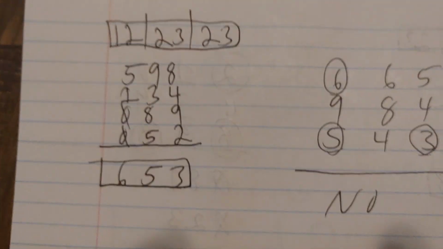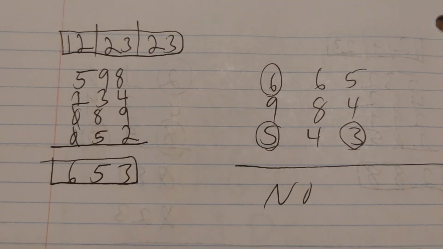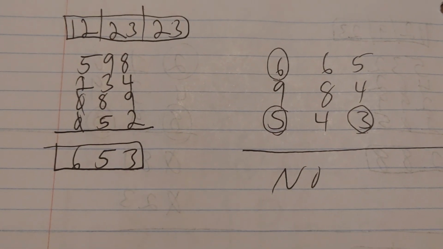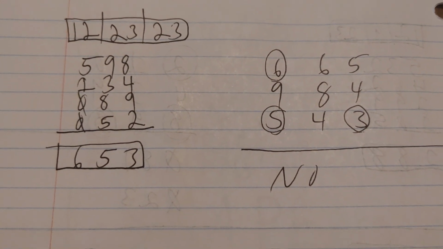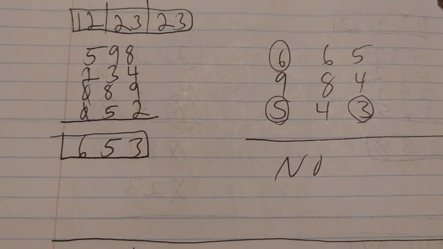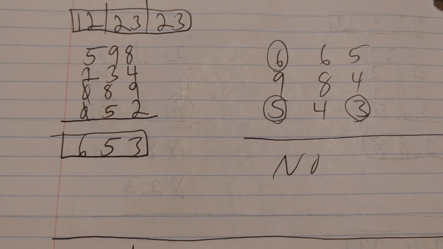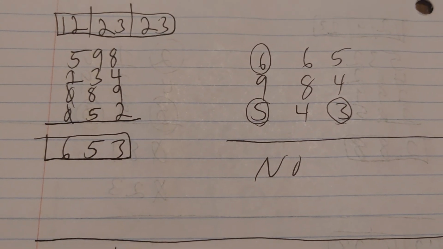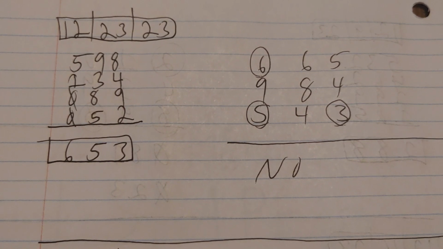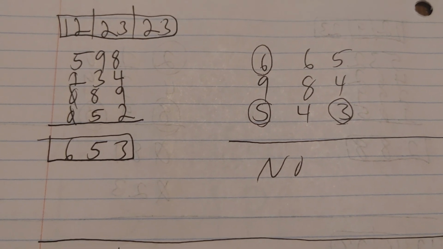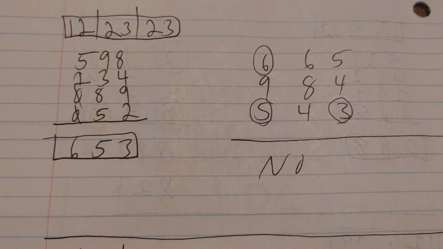All right, and then on December 23rd, you had 598 fall. Previous to that was 134, 089, 052. The sum on that is 653. You do the same steps as already shown. No numbers fell in the next 7 days from that box.